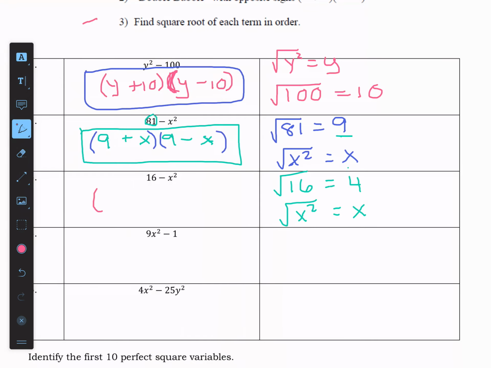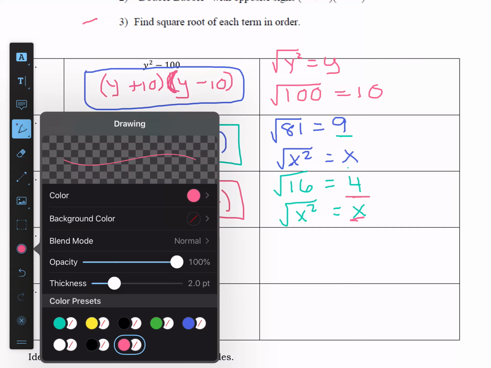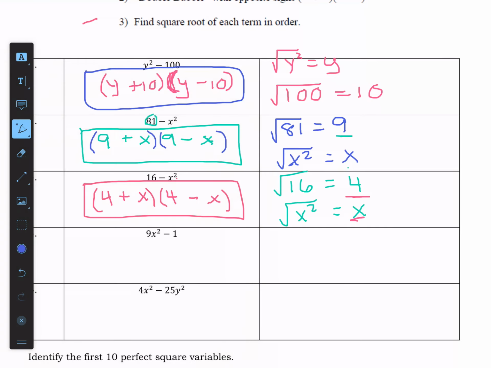Number 4. So the square root of 16 is 4. The square root of x squared is x. Okay, so now we do our double bubble. And again here, the 16 came first, so that means that we're going to put the 4 first in the front of each bubble. And then the x squared came second, so we're going to put the x in the back of each bubble. 1 plus, 1 minus. Okay? All right, good.